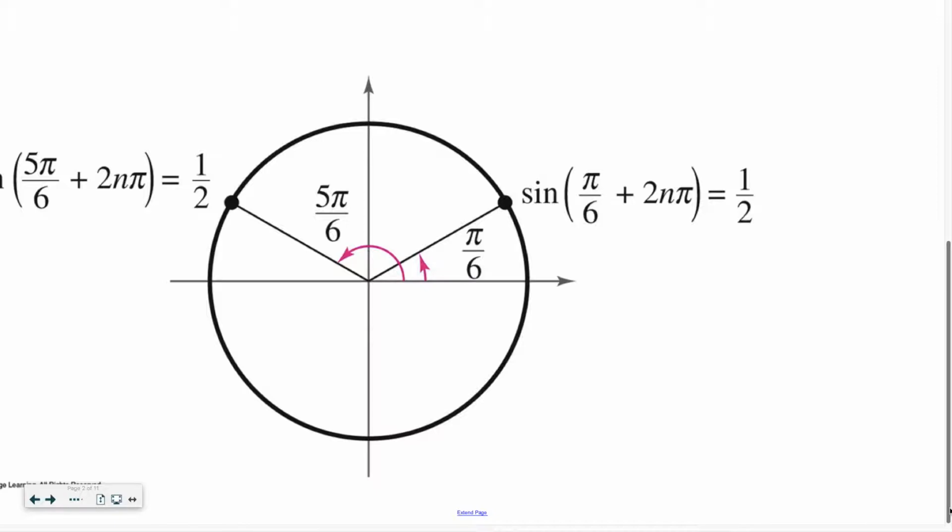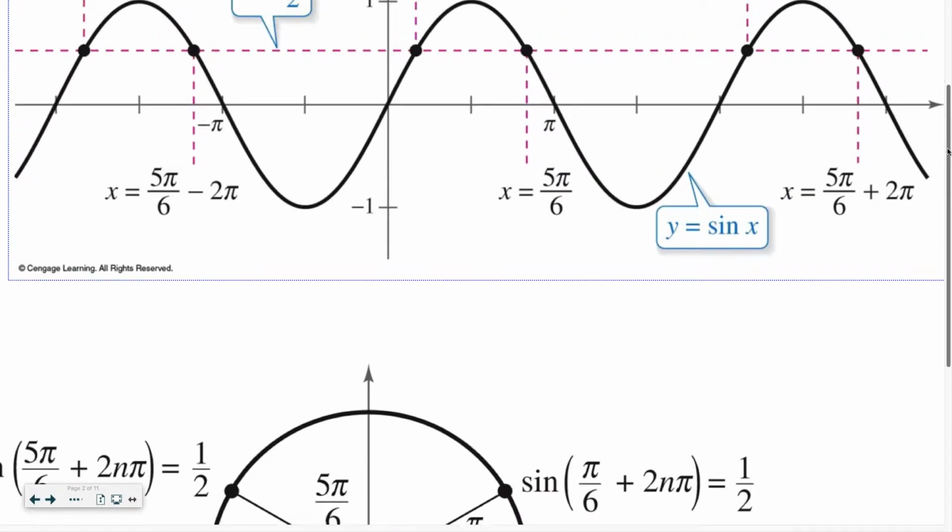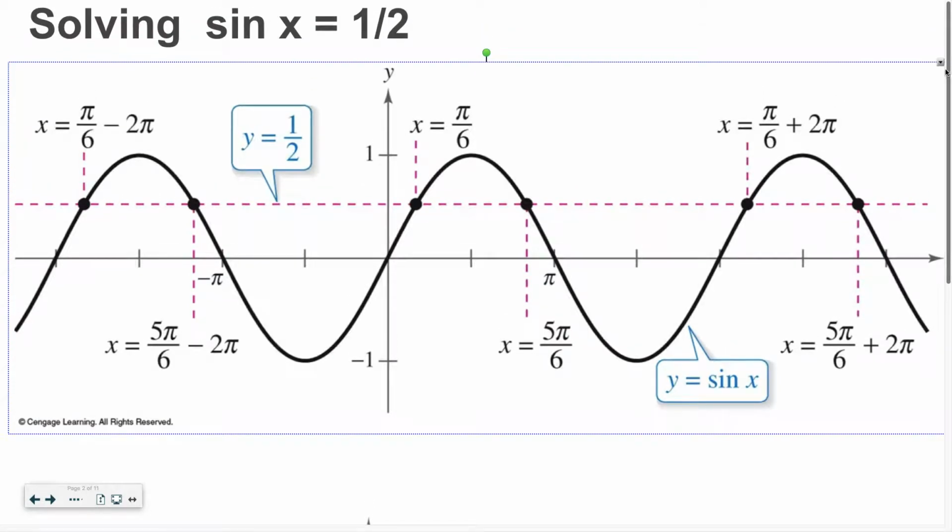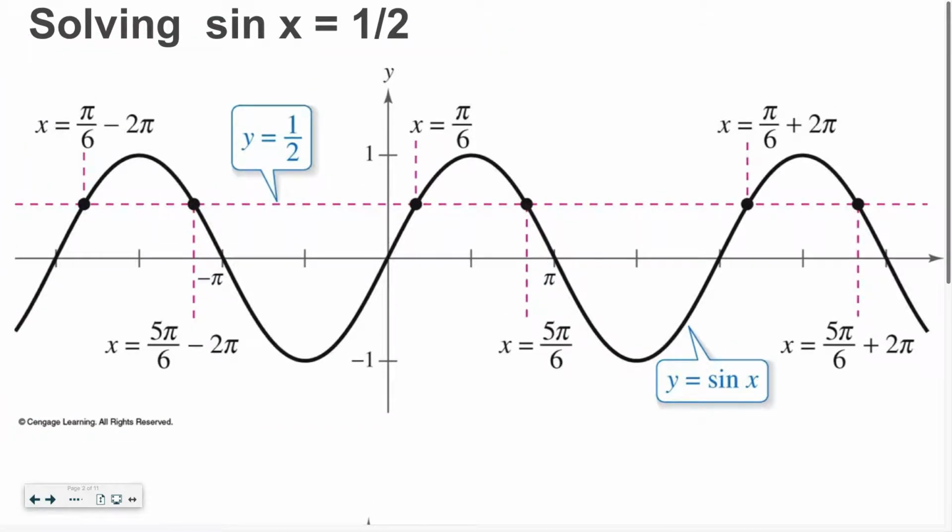So it doesn't matter if you think of the unit circle or if you think of a graph, but there's going to be an infinite number of solutions to any trig problem that I give you, unless it's undefined. So we're going to have to think of where it occurs on the unit circle, but then also keep in mind that our graph is going to extend and have multiple periods, and so we'll have to figure out a way to express our answers.